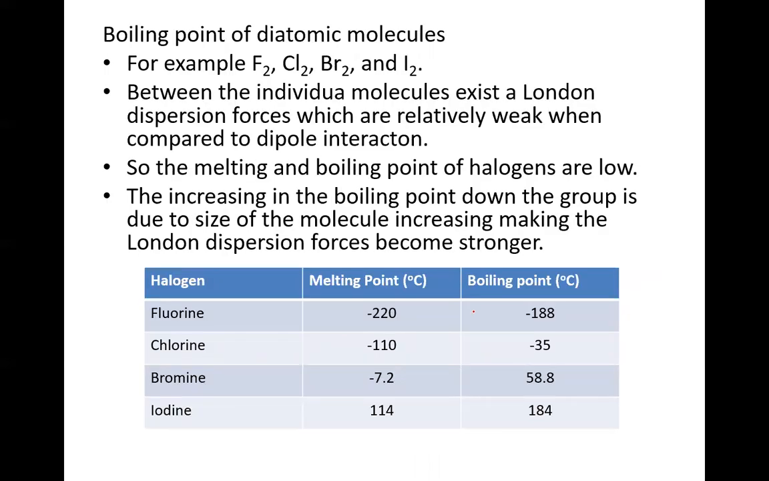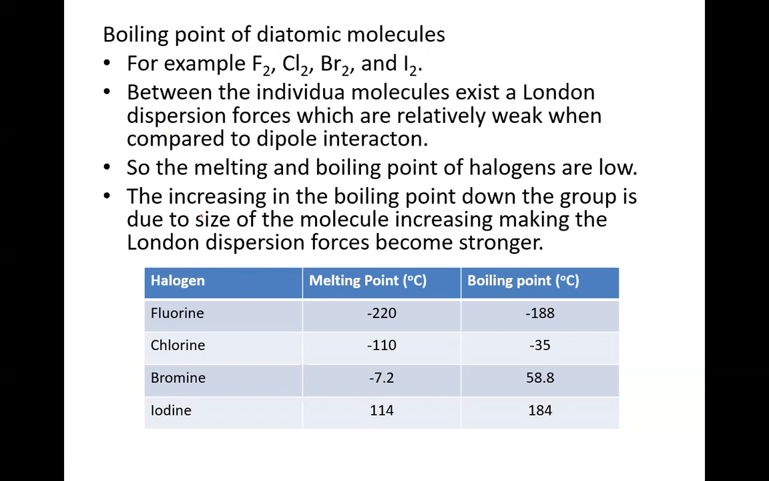Another example of boiling point is that of diatomic molecules, for example fluorine, chlorine, bromine, and iodine. So this is a diatomic molecule. Between the individual molecules exist London dispersion forces, which are relatively weak when compared to dipole interaction. So the melting and boiling points of the halogens are low because the interaction is only London dispersion, which is the weakest interaction. That's why the boiling and melting points are low.